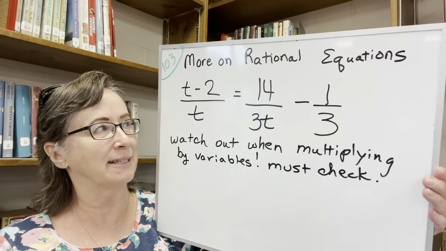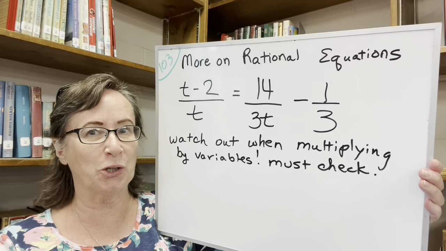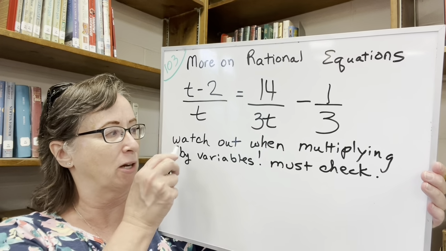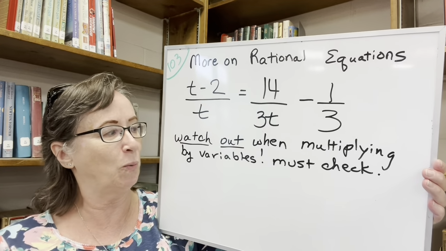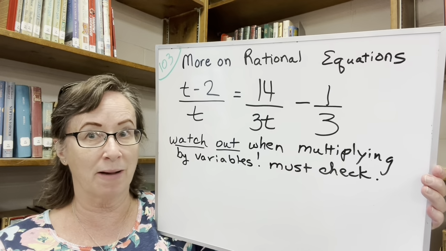Okay, so here is another little example. And we should put our sharp eyes on when something like this happens. We need to always watch out when multiplying by variables. We always must check.